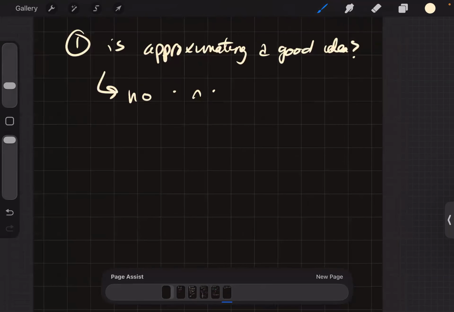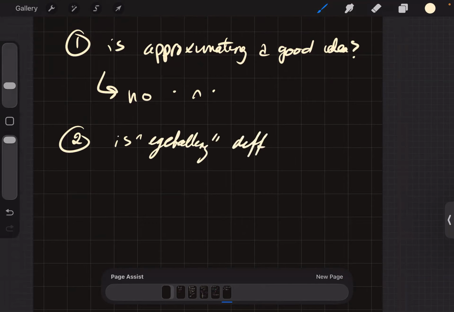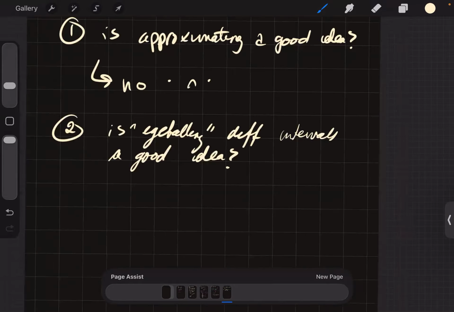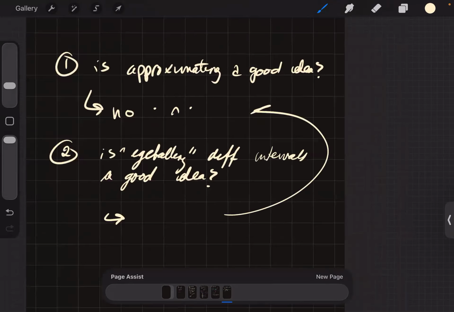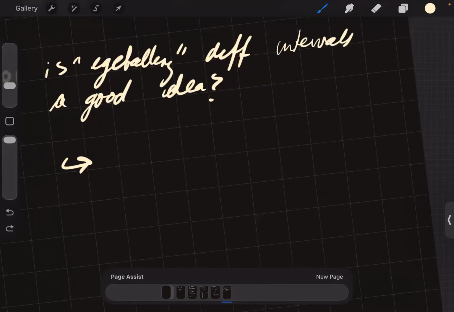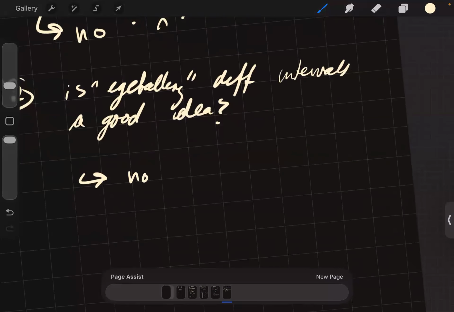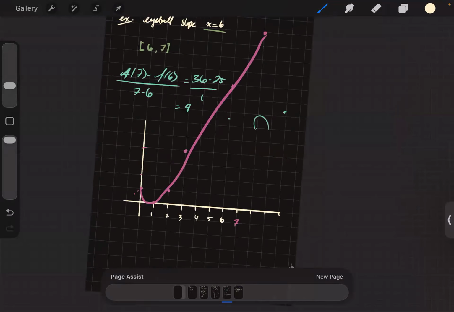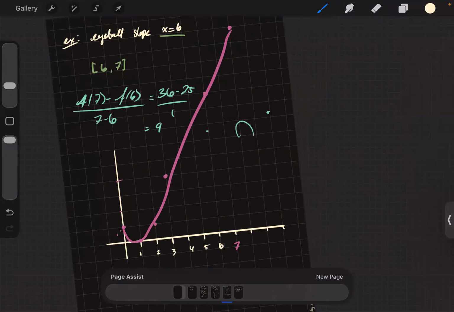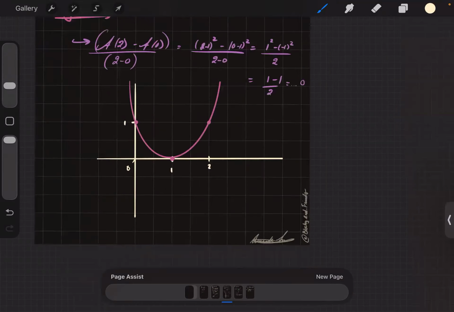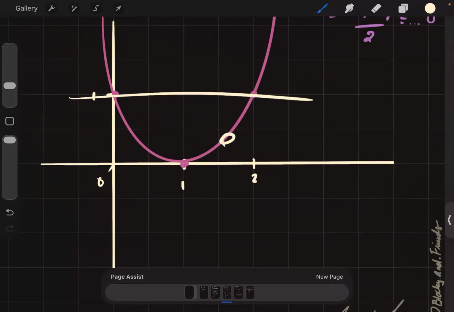Not great. Two, is eyeballing different intervals a good idea? I'm also going to say no to that, right? And the reason is because, again, it goes back to here. If we eyeball and we eyeball differently, we might get inaccurate results, we might get different results, and sometimes you'll get wrong results, right? Let's say you're trying to approximate the slope here and you're telling me it's 0.